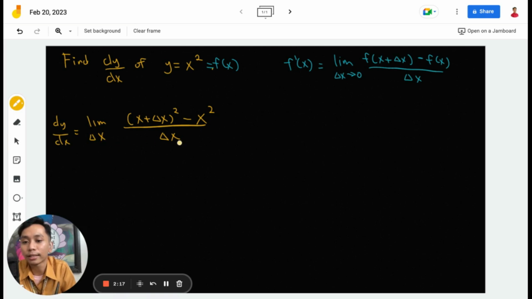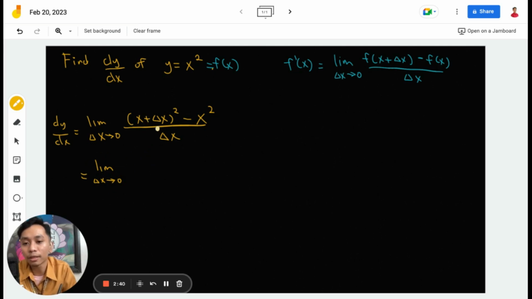Yan, delta x approaches 0. And then, since we have this binomial squared in the numerator, you need to do something about it. Kailangan mo yan i-expand. So expand natin yan, we're still writing the limit operator. Hanggat hindi mo ina-apply yan, you need to keep on writing this. So this is a binomial being multiplied to itself.